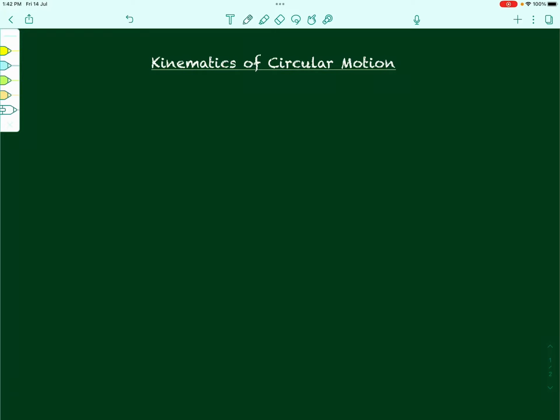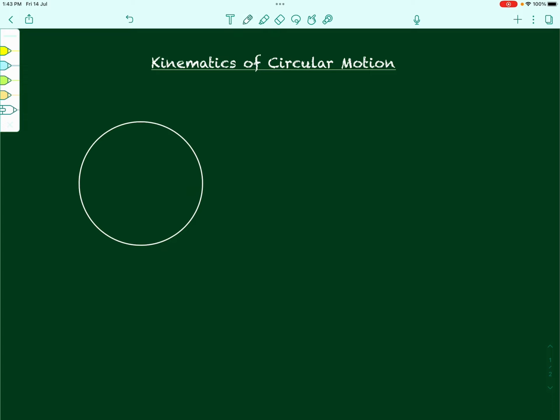Today let us talk about the kinematics of circular motion, which is another type of motion in a plane, right? It's a two-dimensional motion. Let us understand the terms and the aspects associated with a circular motion. So, what is circular motion? Circular motion is when a body moves along a circle, simply said, right?